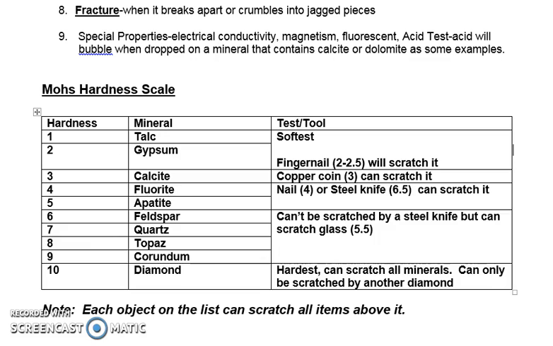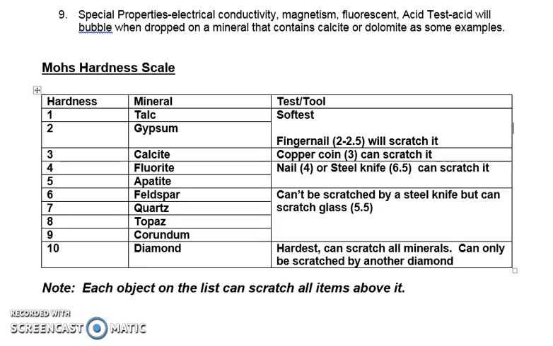Alright? So over on the side, like a copper coin is 3, so it can scratch calcite. A nail is 4, a steel knife is 6.5, glass is 5.5. And we're going to practice this in class so you can kind of get the hang of how you use the Mohs hardness scale to help you test the mineral's hardness. Alright, that ends our notes.